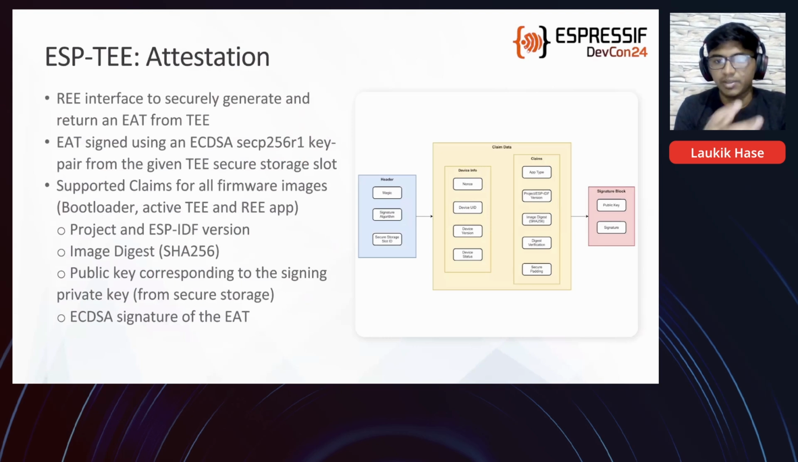The claim data is the major part, which gives a lot of information on the device's state. It includes the hardware version and the software version of the chip, and for all active firmware images, that is the bootloader, the TEE application, and the REE application, it provides claims such as project and ESP-IDF version, image digest (SHA-256), and a field which signifies whether the calculated digest and the one embedded in the image match or not. It also contains a public key, and then we have the ECDSA signature in the end.